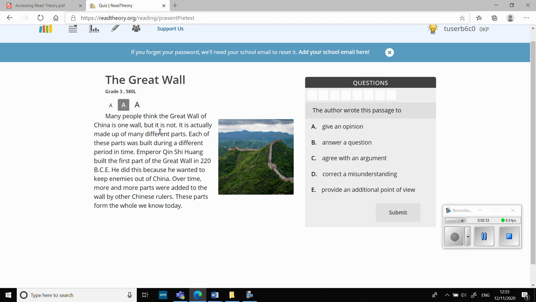Okay, so the author wrote this passage to... Was it to give an opinion? Was it to answer a question? Was it to agree with an argument? Was it to correct a misunderstanding? Was it to provide an additional point of view?